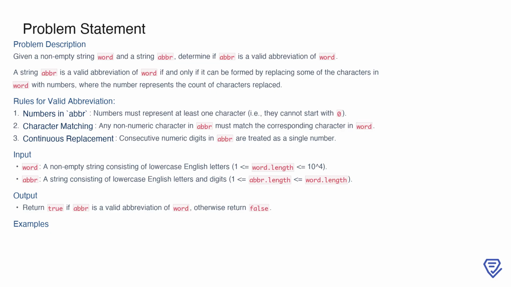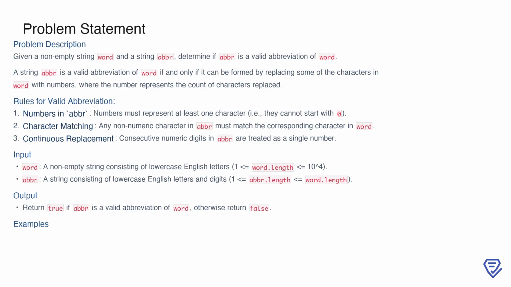In this problem, you are given two strings, word and ABBR. Your task is to determine if the string ABBR is a valid abbreviation of word. Now, what does it mean for an abbreviation to be valid? A valid abbreviation is formed by replacing some of the characters in word with numbers. These numbers indicate the count of characters being replaced. For example, in ABBR, the number 3 would mean that 3 characters of word are skipped.